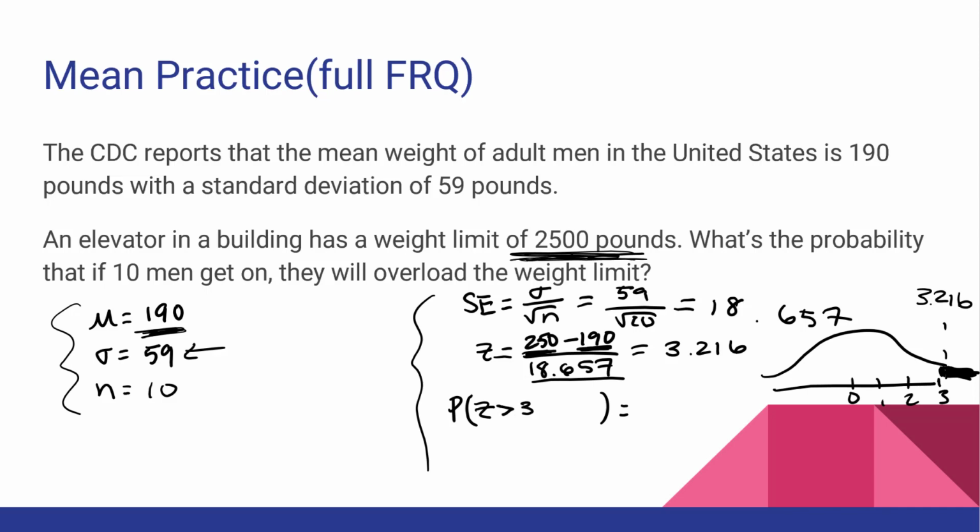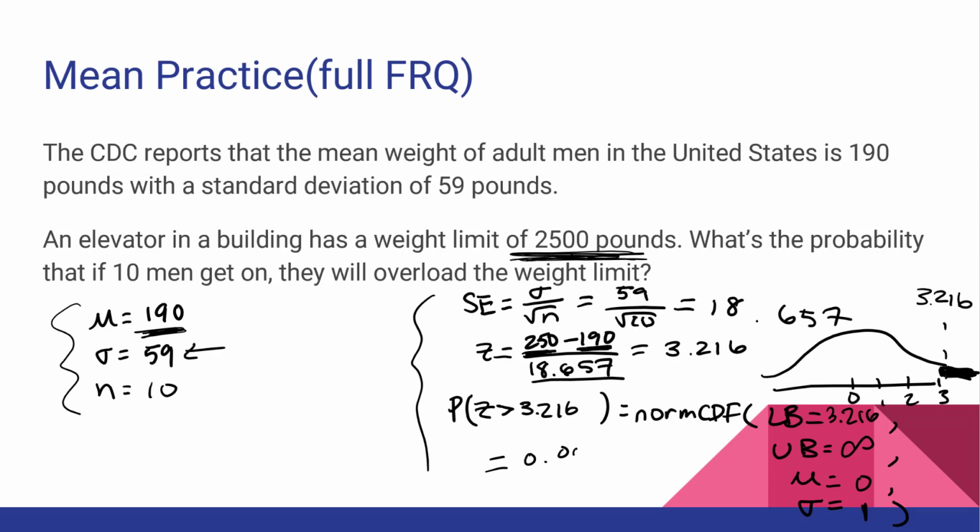So P(z > 3.216) is equal to, pulling out our calculator functions, normalcdf of lower bound, upper bound, mu, and then sigma. So our mu and sigma, again, since we're on a standard normal model, are 0 and 1. Our lower bound is 3.216, and our upper bound looks like it is infinity. So putting that into the calculator, we get 0.00065. So there is a 0.065% chance that if 10 men get on, they will overload the weight limit.